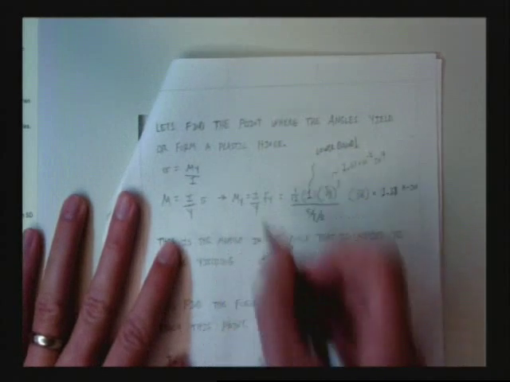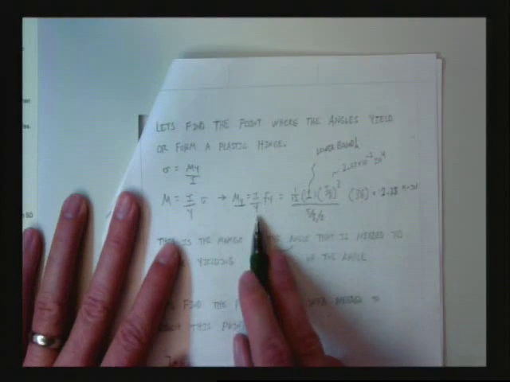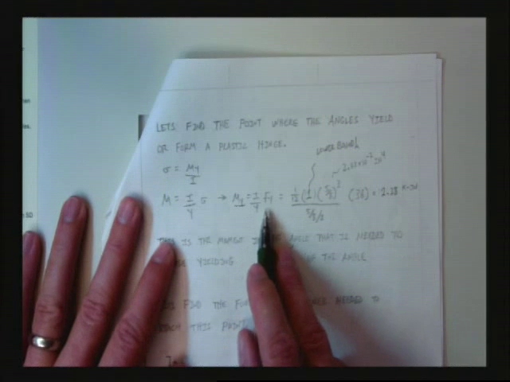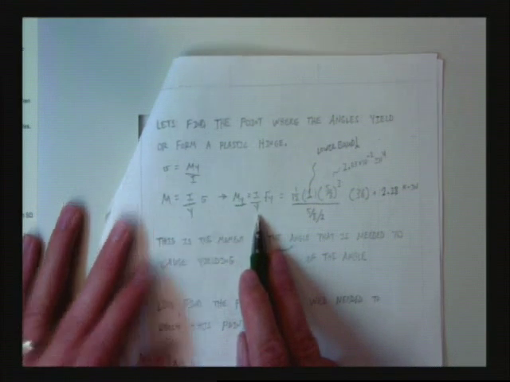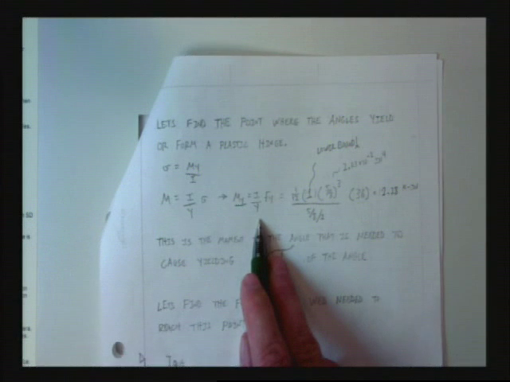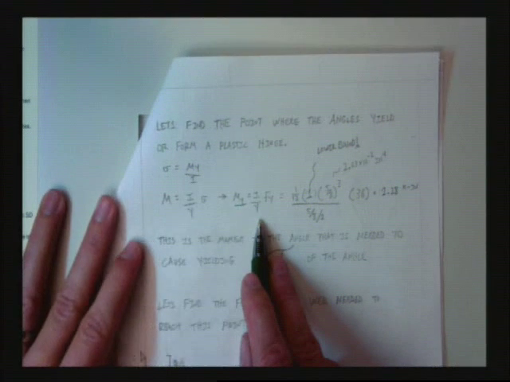So to find my internal moment, I have I over y times Fy. And I use 36 ksi. And then y. What's y? Well, I say it's 5/8 over 2.